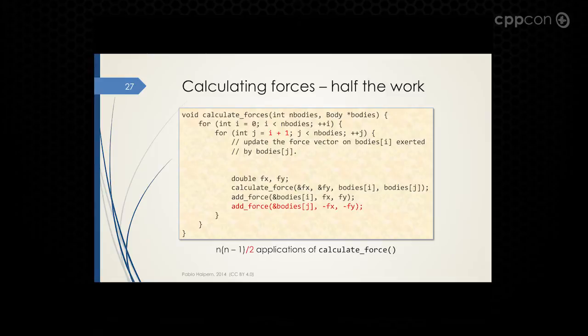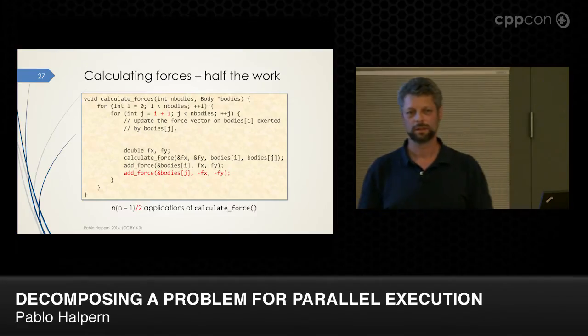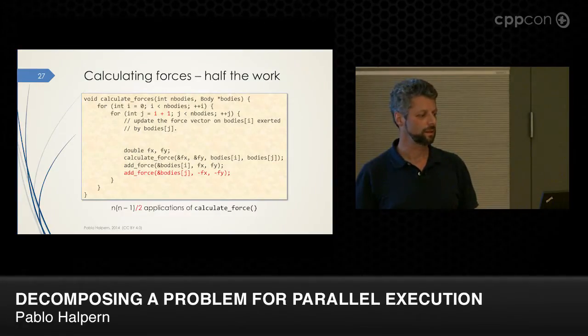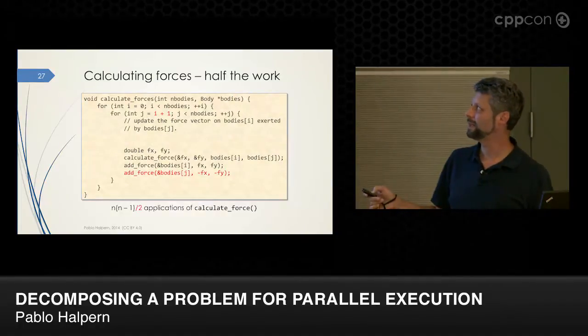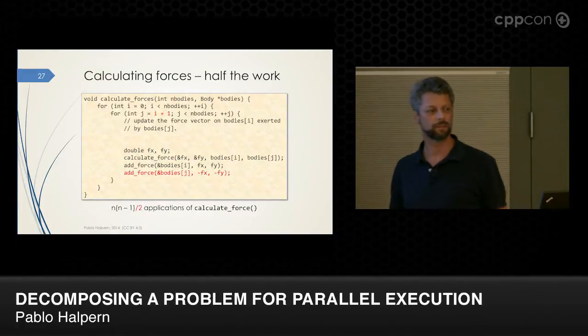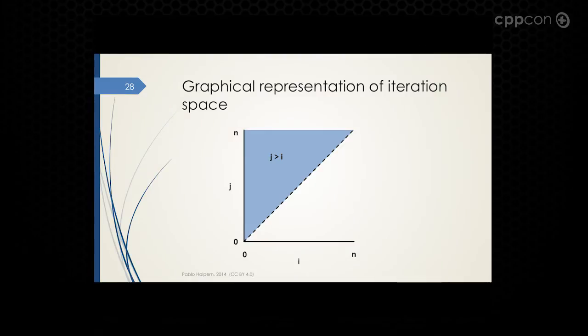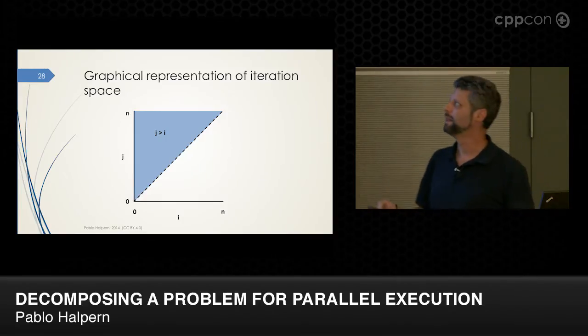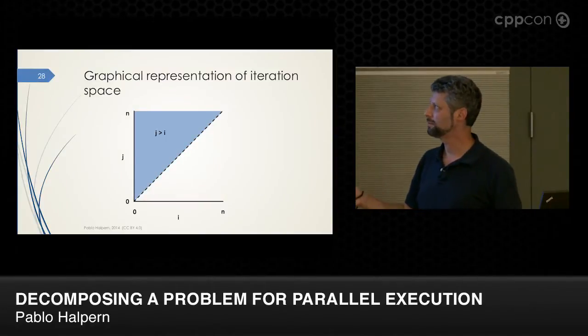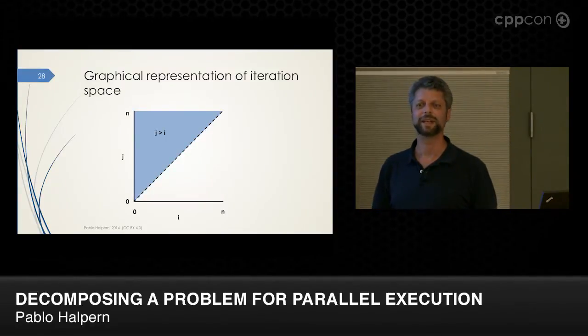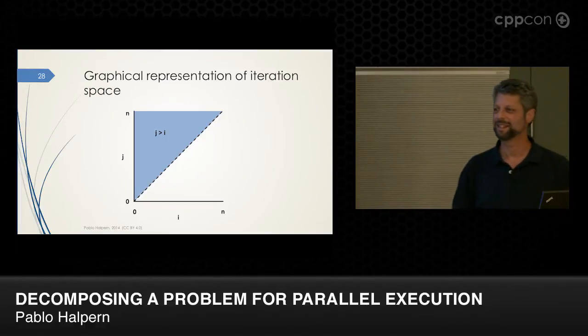We're still serial here. It says, well, once we've computed the force in one direction, we'll just take the opposite force and apply it in the other direction. We do that simply by saying we're just going to start iterating from I plus 1, so we don't cover the ones that we've already computed. And if you want to look at it graphically, here's I and J. We're computing this upper left triangle of the total iteration space. And back from our middle school geometry, the dotted line means it's not included. So just the shaded part.